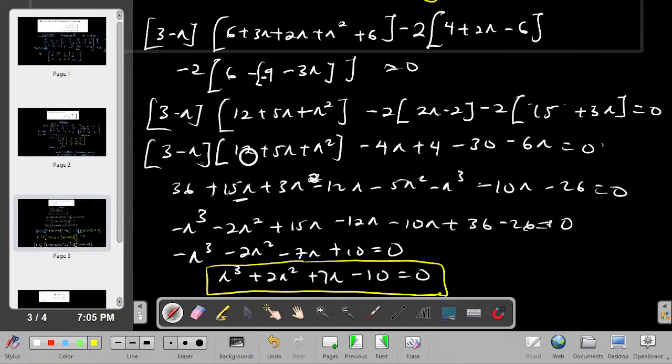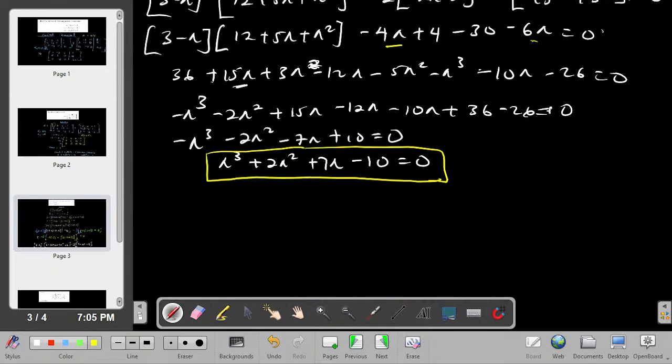36, right? 3 times this is 15 lambda. This is 3 lambda squared, right? Became negative lambda, negative 12 lambda. That is here. Then this is negative 5 lambda squared, then negative lambda cube, minus 10 lambda, right? Then you have minus 26. This and this gave us minus 10, then minus 20.